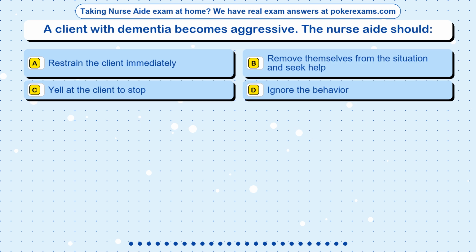Question 5. A client with dementia becomes aggressive. The nurse aide should: Option A, restrain the client immediately. Option B, remove themselves from the situation and seek help. Option C, yell at the client to stop. Option D, ignore the behavior.